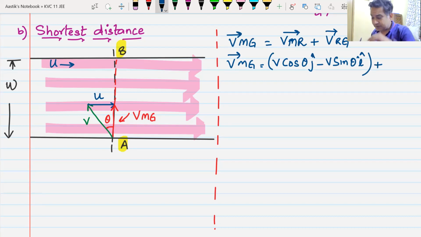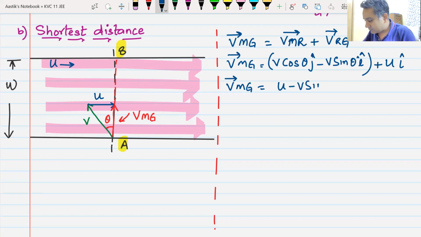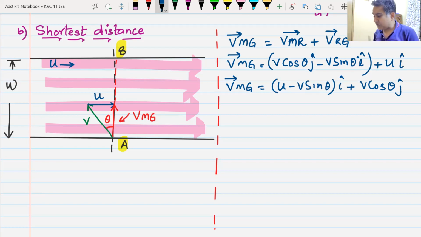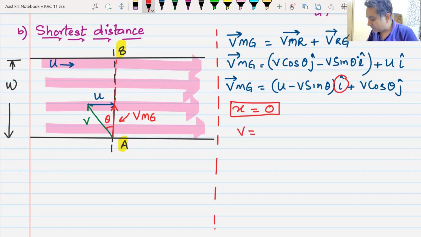Plus velocity of river with respect to ground, it is like this. So it can be written as U i. If I just arrange the terms, take i terms together, it will look like (U minus V sin theta) i plus V cos theta j. This is how it will look. As you can see here, the drift along X is 0. There is no drift along the x-axis. He reaches the exact opposite end. That means this x component of velocity has to be 0. That gives us our first equation.